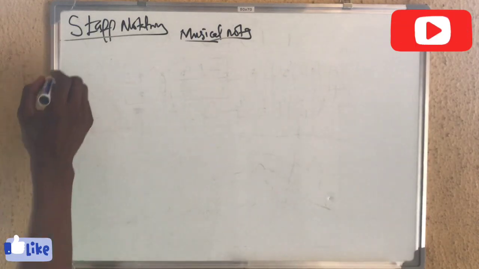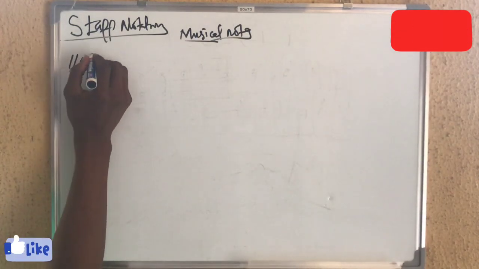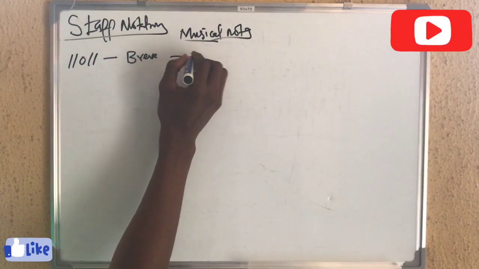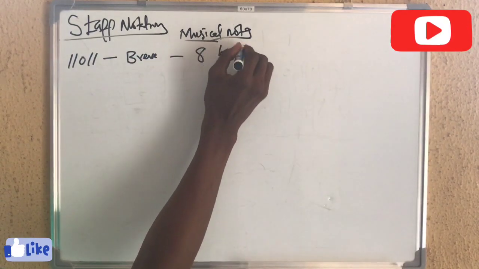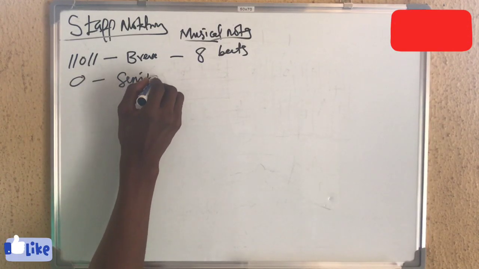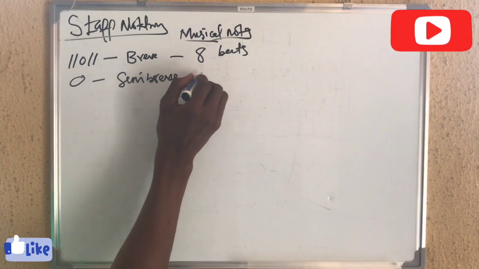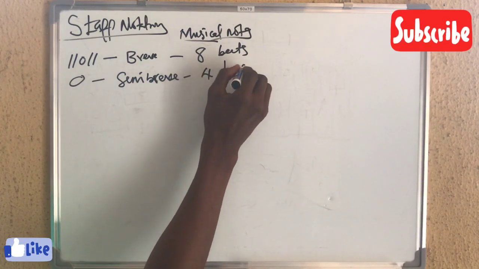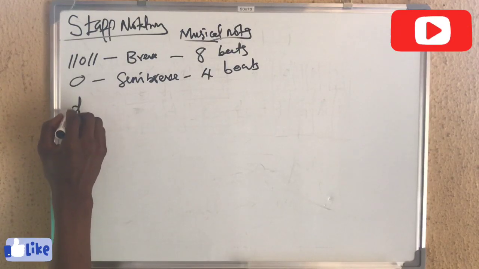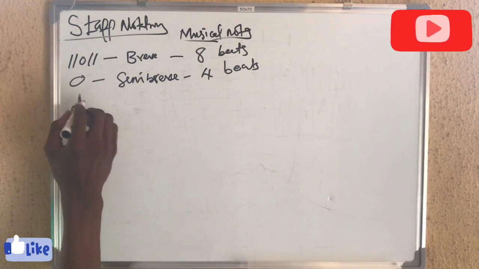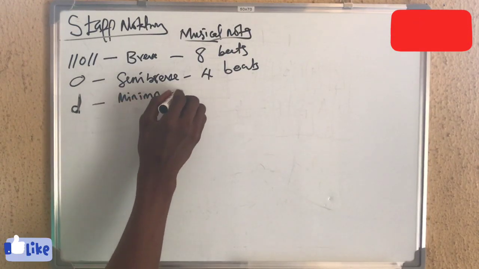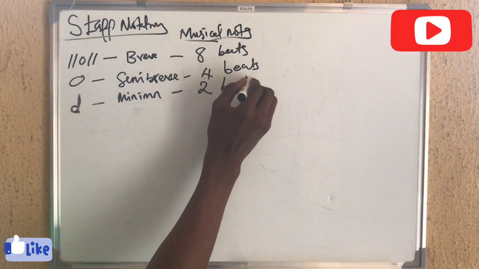So coming here, we have what we call the brief. This brief is 8 beats. Then we have what we call the semi-brief, which is 4 beats. Then we have what we call the minim. The minim is just like a D. Then this minim has 2 beats.